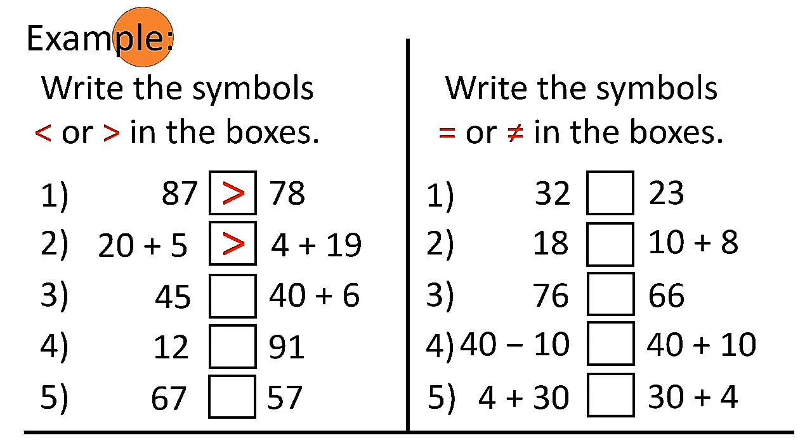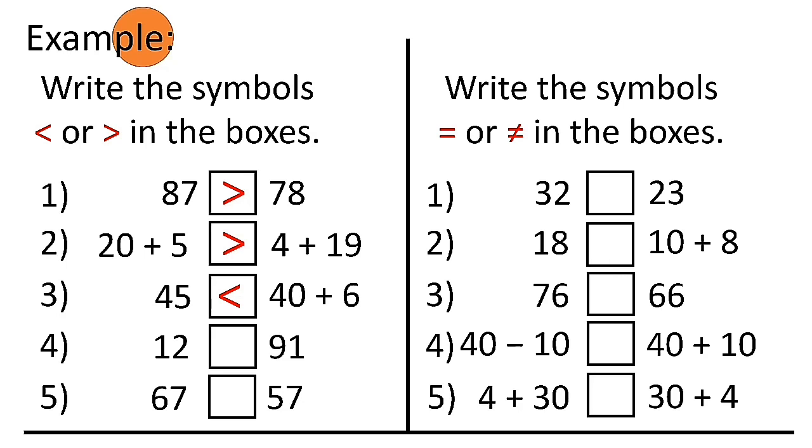Number 3, 45 box 40 plus 6. What will be the sign here? Yes, that's less than because 45 is on one side and the other side is 40 plus 6, and that is 46. So that means 45 is less than 40 plus 6.